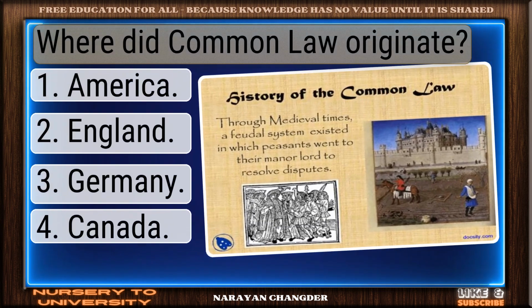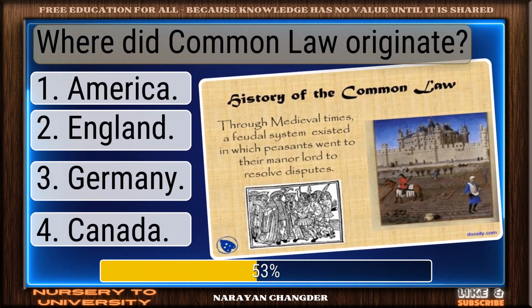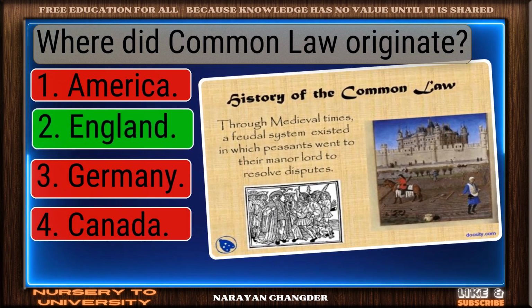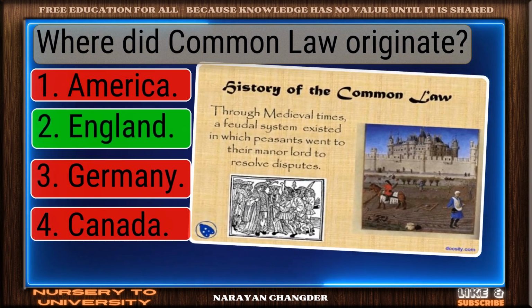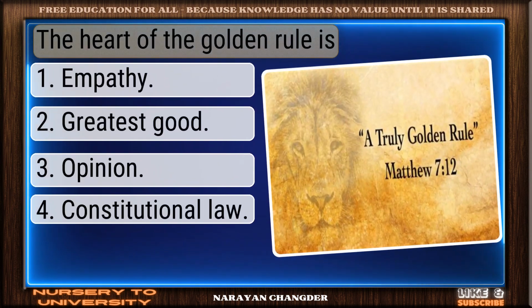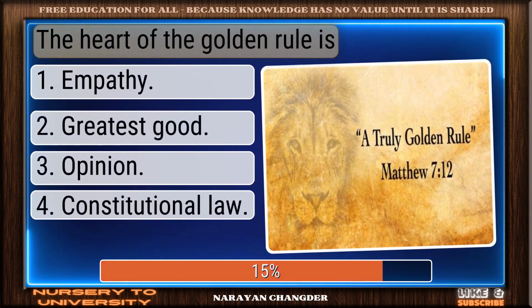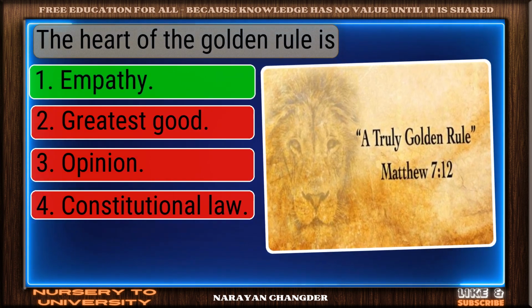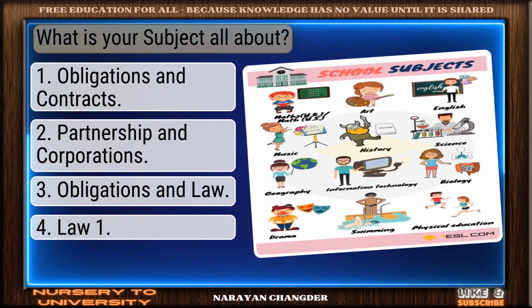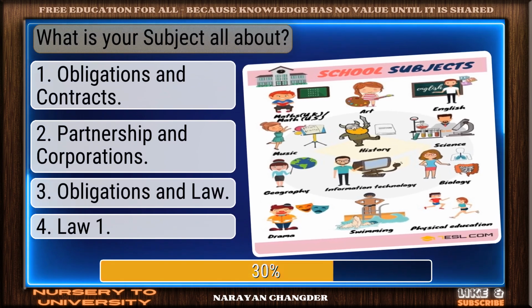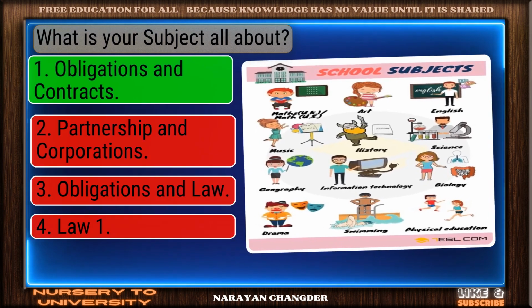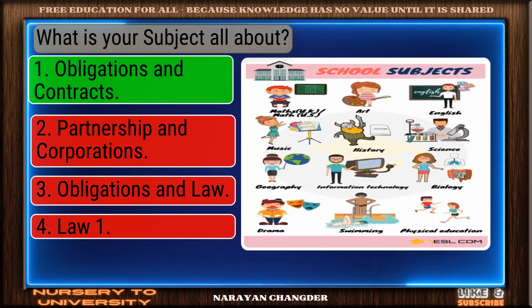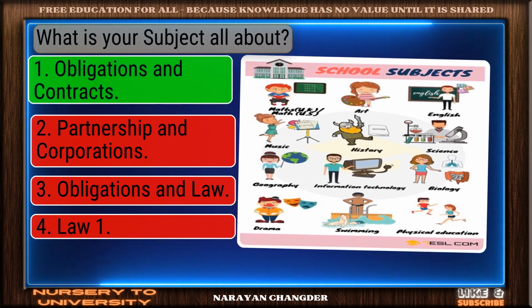Where did common law originate? Well done. England is the right choice. The heart of the golden rule is... Right choice. Empathy is the best answer. What is your subject all about? Perfect. Obligations and contracts is the correct choice.